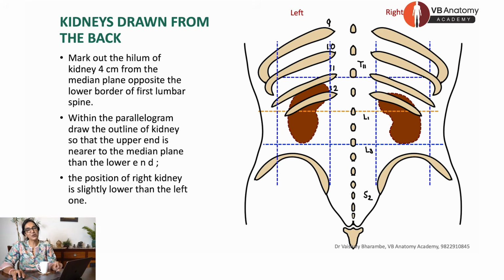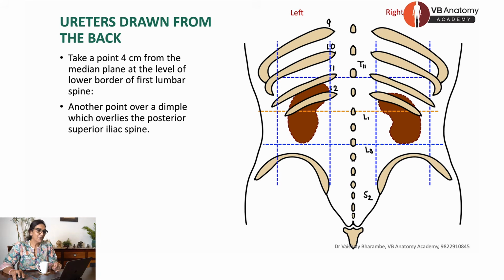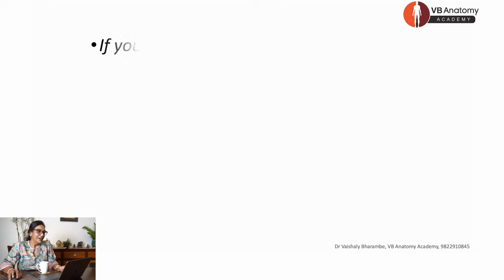We're almost finished with this class. Have patience. From that hilum, mark 2 points which are the posterior superior iliac spines. They're actually seen as 2 tiny dimples on the back of the patient. Join the hilum to the dimple and you have your right and left ureters. Okay, and there, fantastic. You have marked the kidneys from anteriorly as well as from posteriorly.